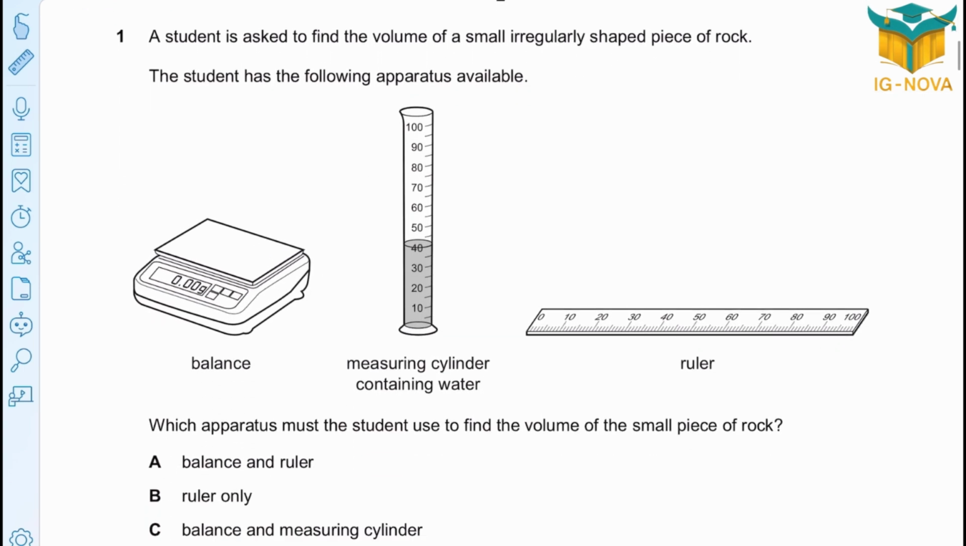Question 1. A student is asked to find the volume of a small irregular shaped piece of rock. The student has the following apparatus available: a balance, a measuring cylinder, and a ruler. Which one is possible for measuring the volume? So it must be the measuring cylinder, option D.